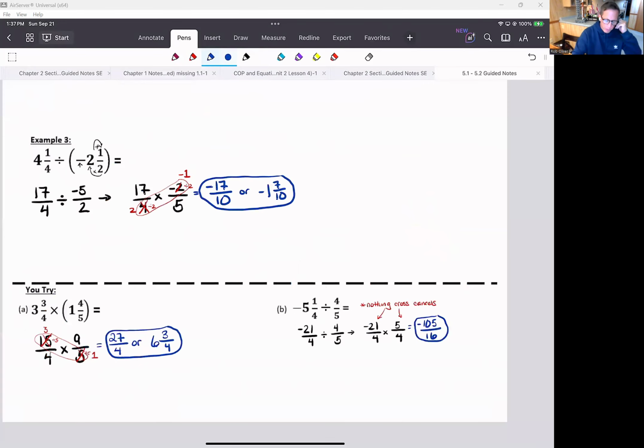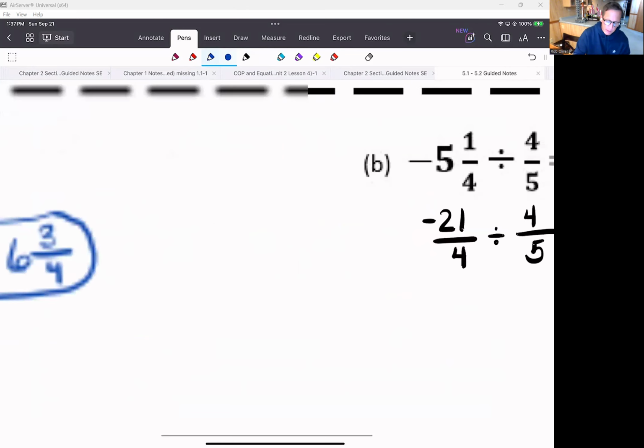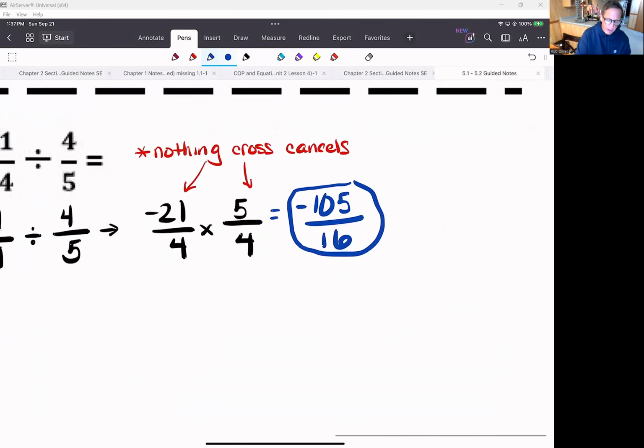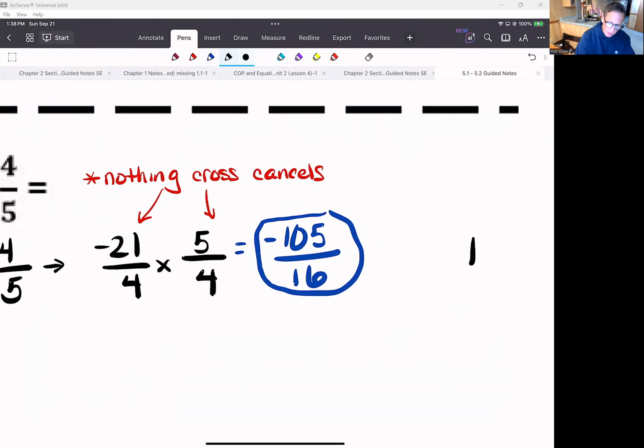Okay, so on the first one for A, I got 27/4 or 6 3/4, and on the other one I got negative 105/16. Actually, I should change that into a mixed number as well in case you did that.